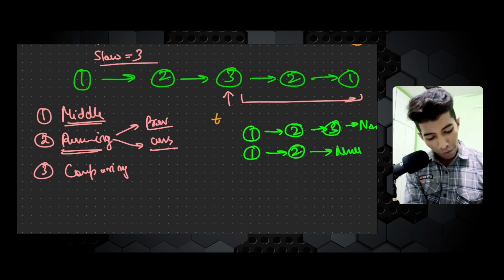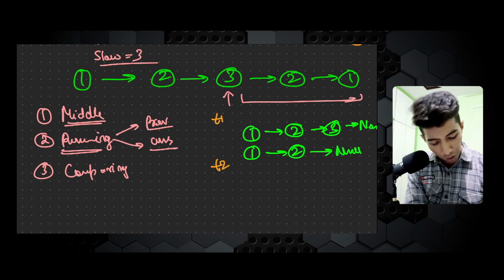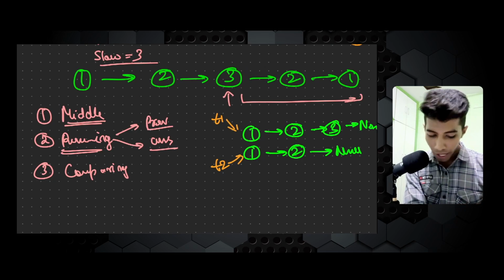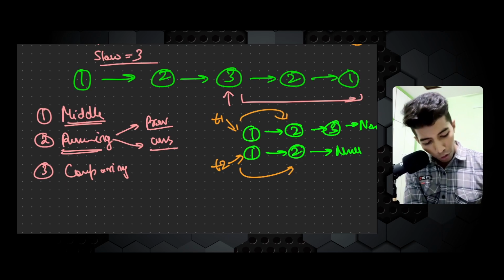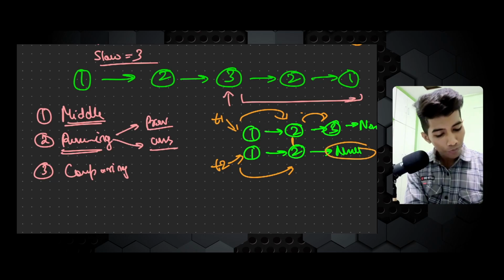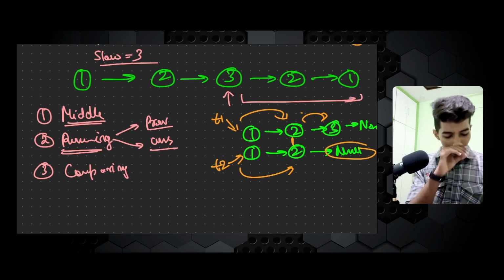For checking, let's take T1 pointer and T2 pointer, which will check. First we will check whether these values are equal. Yeah, they are equal. Incrementing the pointer to the next. Now checking again, they are equal. Yes, they are equal. Now incrementing again. So I got null here. If I get null over here, I will stop the comparison.